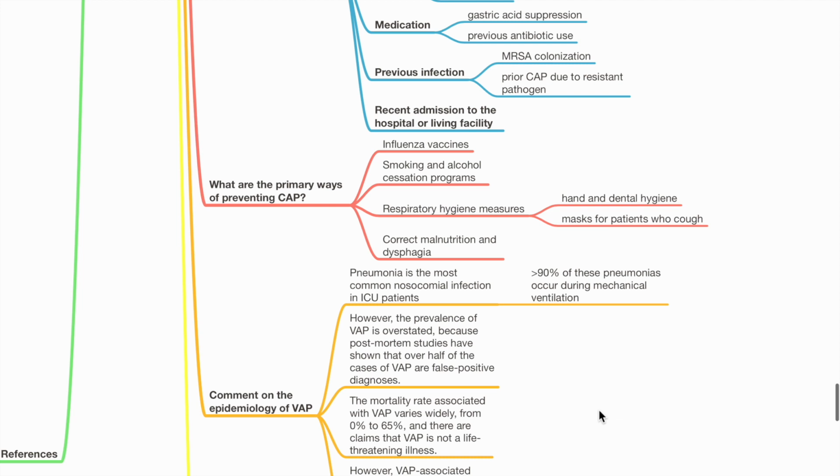What are the primary ways of preventing CAP? This includes influenza vaccines, smoking and alcohol cessation, respiratory hygiene measures, and correction of malnutrition and dysphagia.